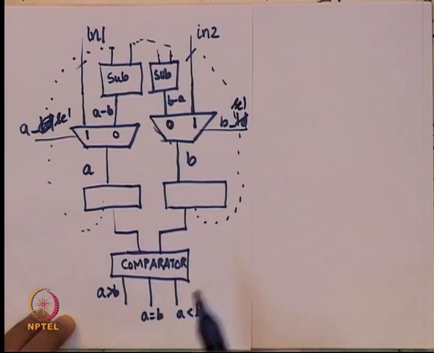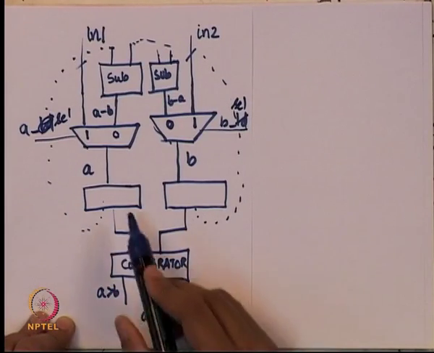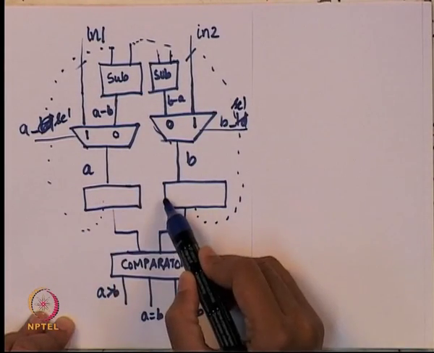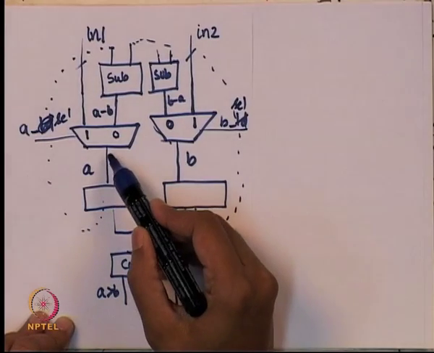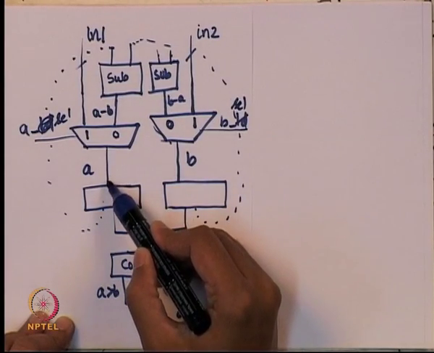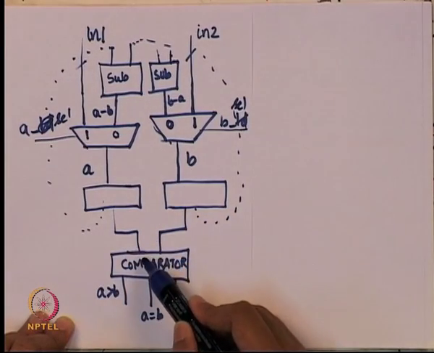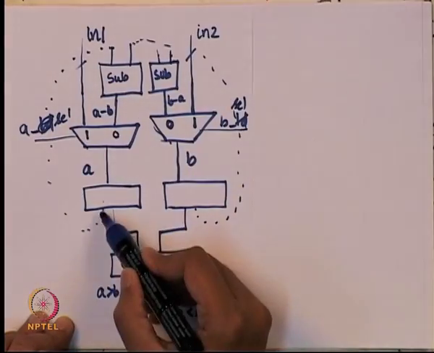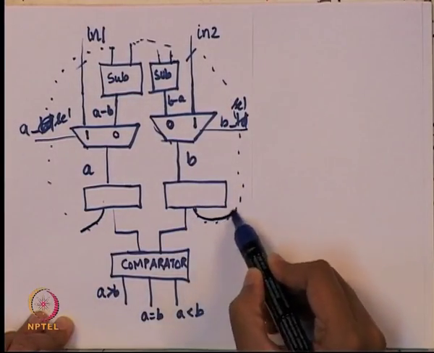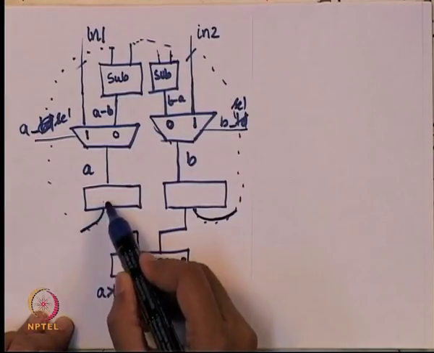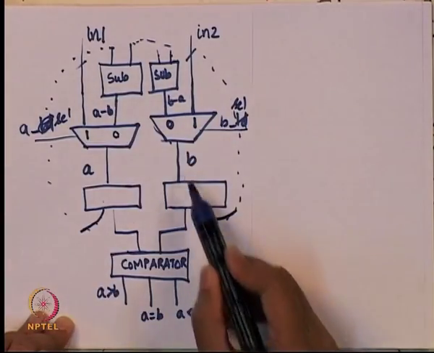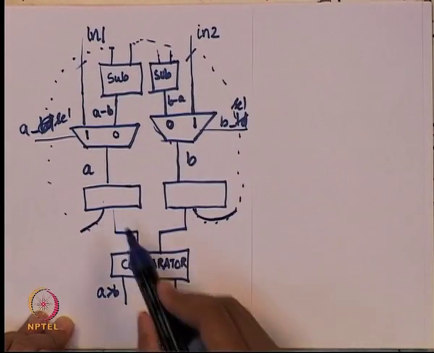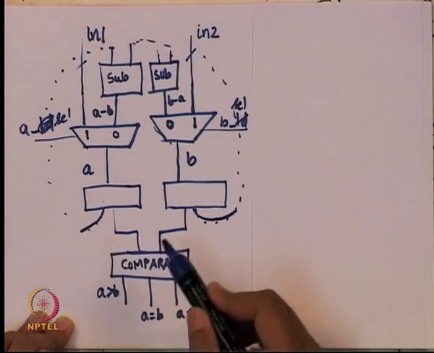Since this is a register, anytime there is a clock coming into any of these, if it is a plain register, then this register will always take the value coming out of the mux and give it to the comparator. It will also give it to the subtractor and so on. Remember, there is a link going from here to both the subtractors. From A it goes to two subtractors, from B it goes to two subtractors, and it is also going to the comparator. What I want is, I do not want this to happen all the time.